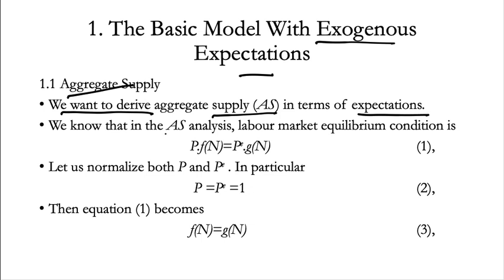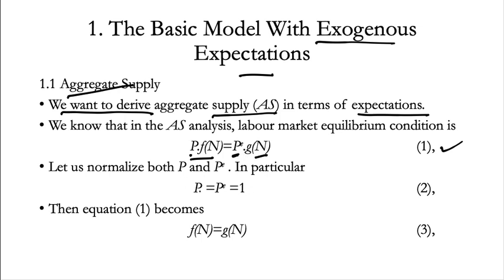We know that, in the aggregate supply analysis, when we talk about the labor market in nominal terms, in equilibrium, it is given by expression number one, in which on the left-hand side is nominal labor demand, where actual price P is multiplied by labor demand, and equals, on the right-hand side, nominal labor supply, which is the expected price PE multiplied by labor supply.